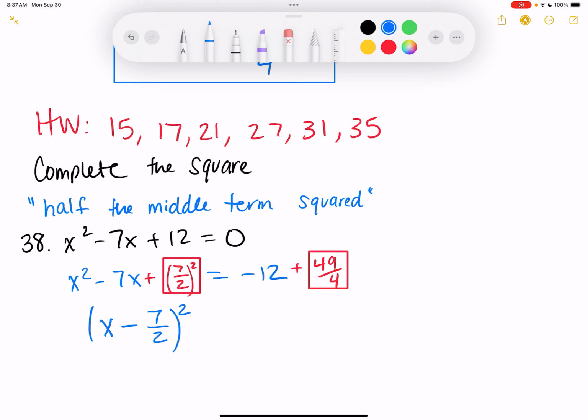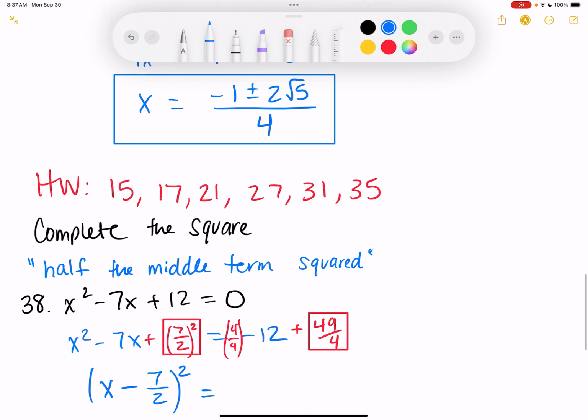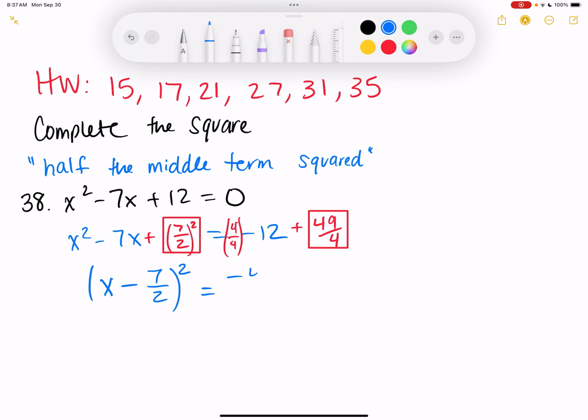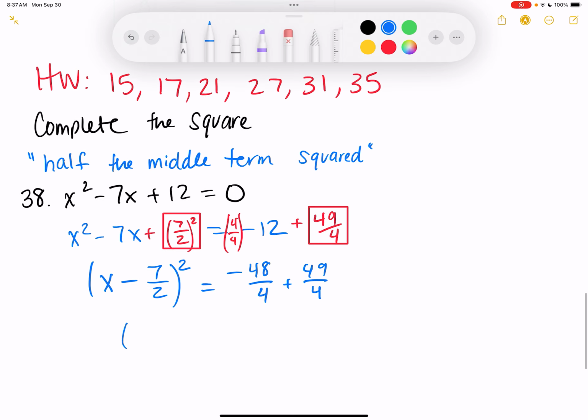Equals, you may want to go ahead and rewrite this as a common denominator. So I would multiply this by 4 over 4 to get that common denominator. And so I would end up with negative 48 over 4 plus 49 over 4. So x minus 7 over 2 squared equals 1 over 4.